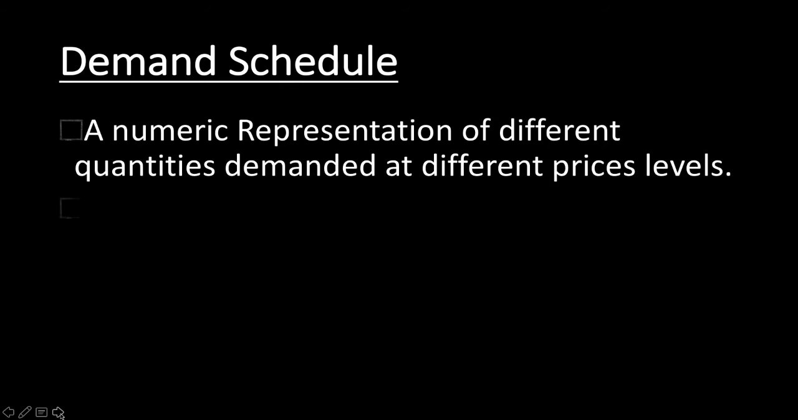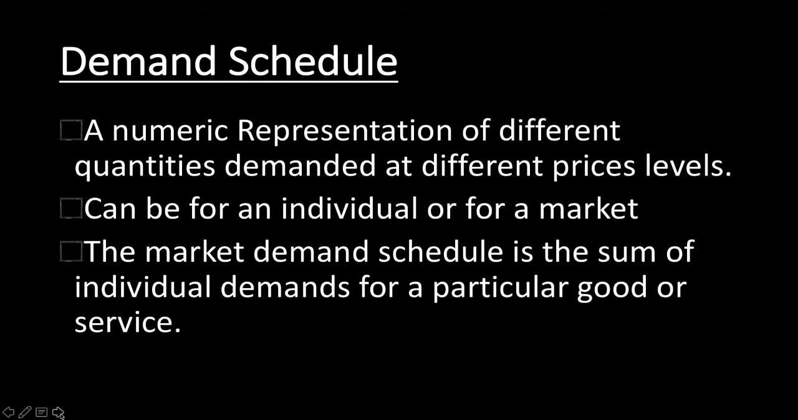Now, we can actually track the information that represents consumers' demand for a good, and we do this using what's called a demand schedule. A demand schedule is simply a table that shows how much of a good consumers are willing to demand at any given price point. These could be for an individual, so we could be looking at one person's demand for, say, ice cream cones, or it could be for a market.